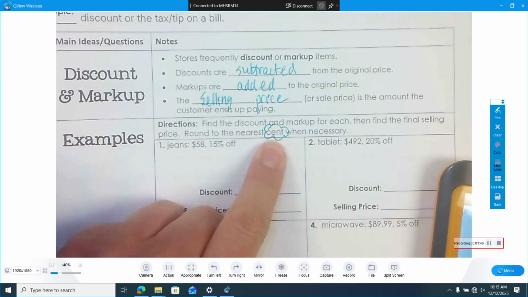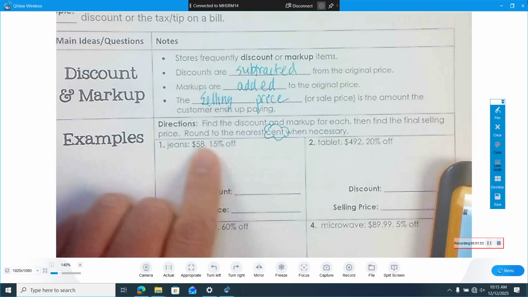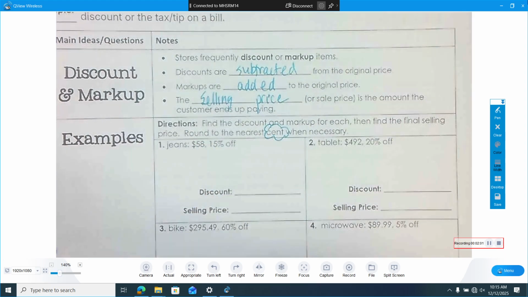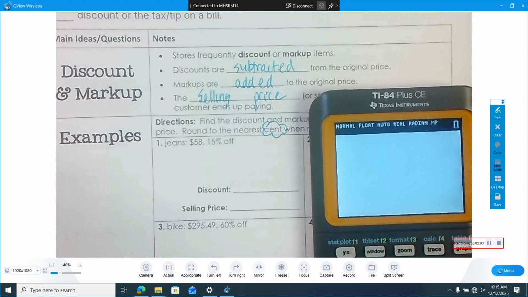Why are we rounding to the nearest cent? Because we're talking about money, right? So does it make sense to use dollars and cents? Yeah, it does. All right. So we're talking about money, so keep that in mind.